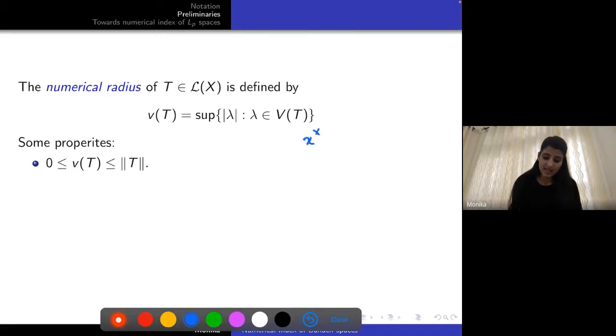So the elements are of the form x* T x, in absolute values. So v(T) for any bounded linear operator will be greater than or equal to 0. And using the triangle inequality, we will say it's less than or equal to the norm of T, because the norms of x and x* are 1. So v(T) will always lie between 0 and the norm of T. This v actually is a semi-norm, which means v(T) equals 0 doesn't necessarily mean that T is 0.